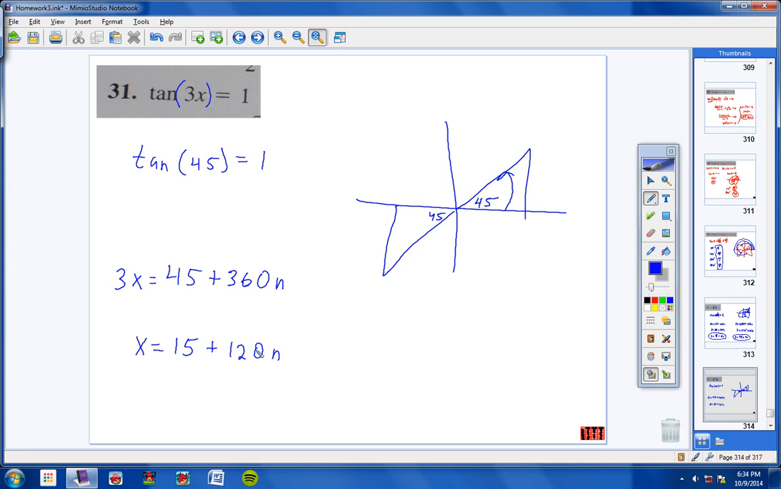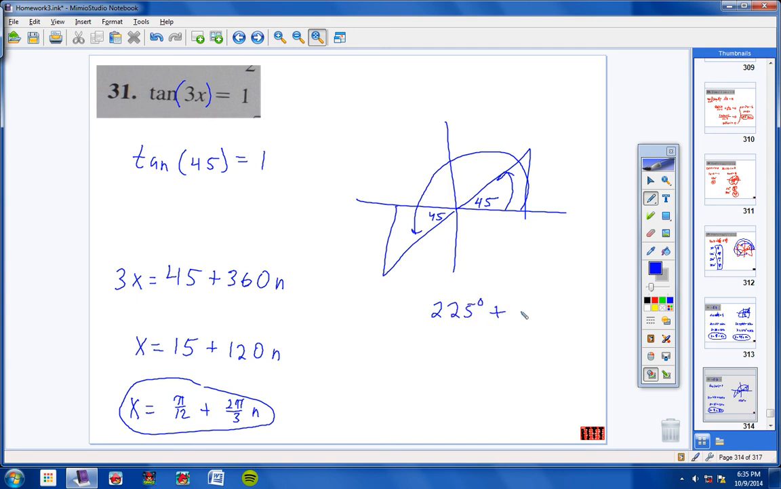Now let's quickly convert this over to radians. Let me look here in the calculator. 15 degrees would be pi over 12 plus, and 120n would be 2 pi over 3 n. Okay, so there we go. There's one answer. Now the other answer starts here. It goes 180 plus 45 more, so we have 225 degrees plus 360n.